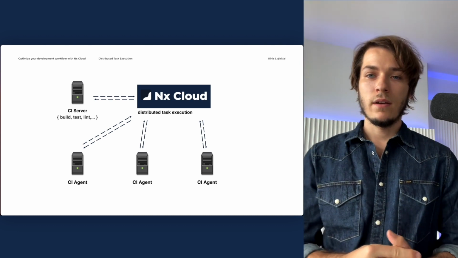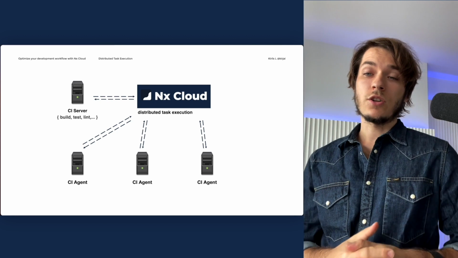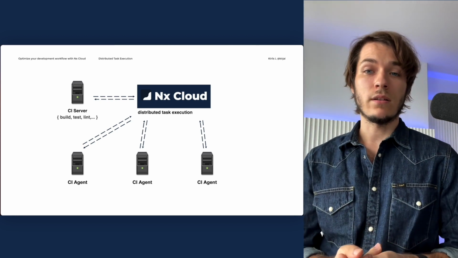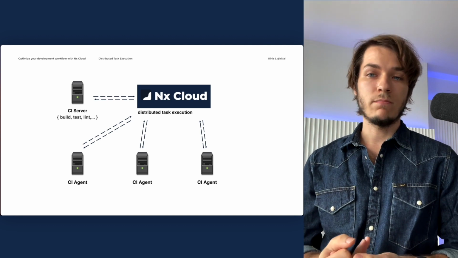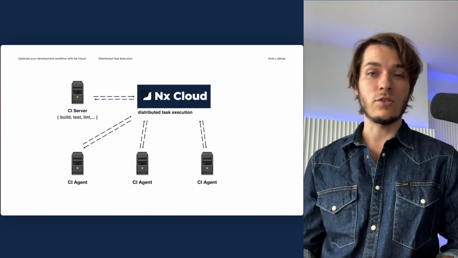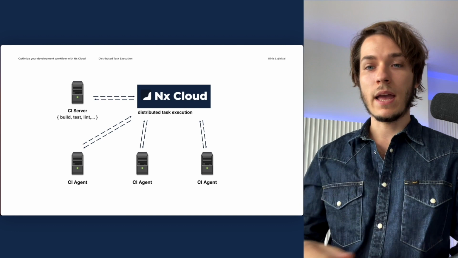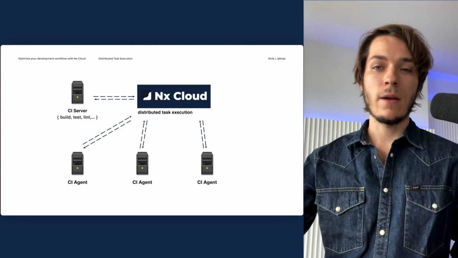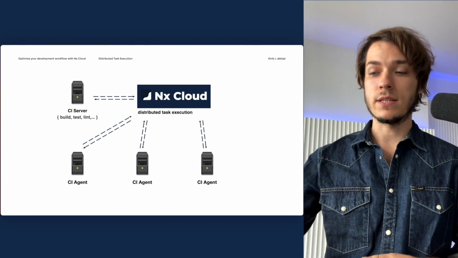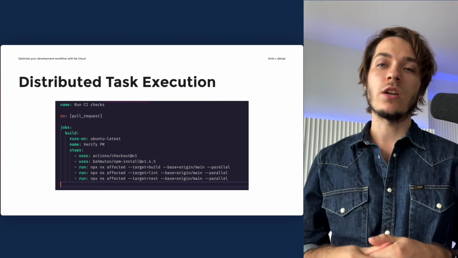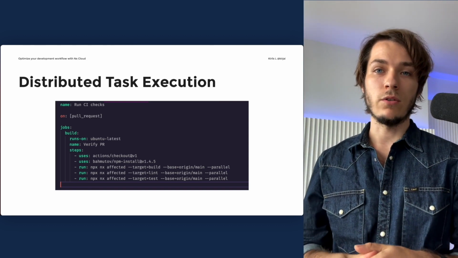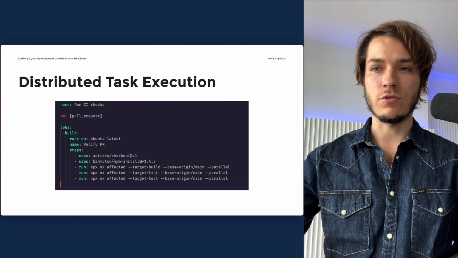So, because NX Cloud is orchestrating all the tasks for us, that leaves barely anything for us to configure on our CI job. So let's actually take a look at what it takes to enable distributed task execution on our CI. Let's use the CI example from before, and let's see what changes we need to make to the CI workflow in order to enable distributed task execution.